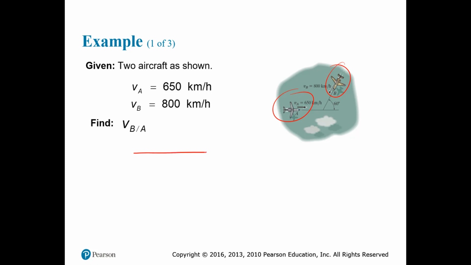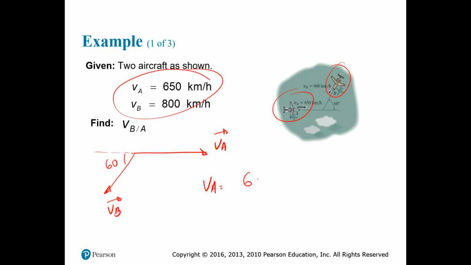So I have VA right here, and I have VB, and I don't have to say that, but these are just vectors, and I know that I have 60 right here, right? That's the information that is given. What I need to do now is just write these velocities in terms of vectors. So for VA, I have 650 going into the i direction. That's all I have. For VB, I will have to decompose this velocity using cosine of 60 and sine of 60 in order to get the components.